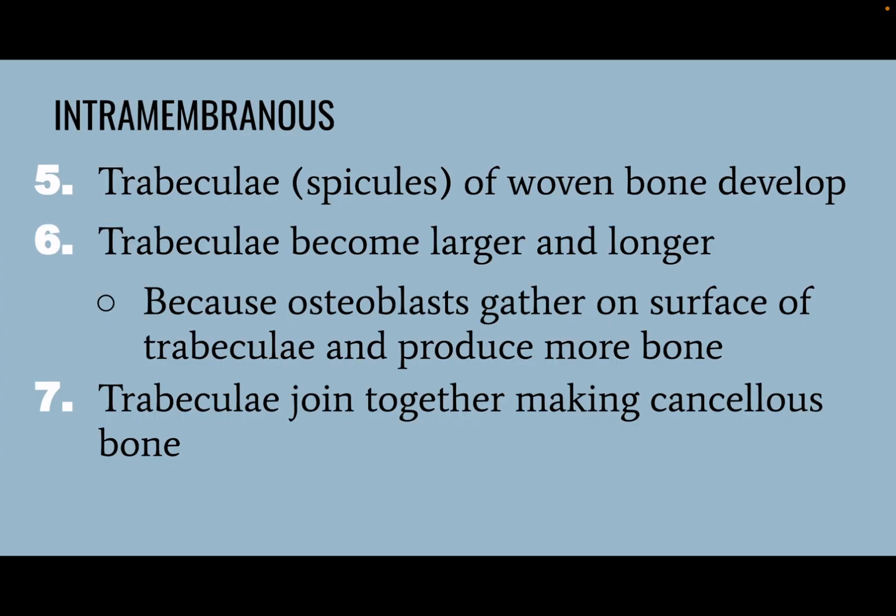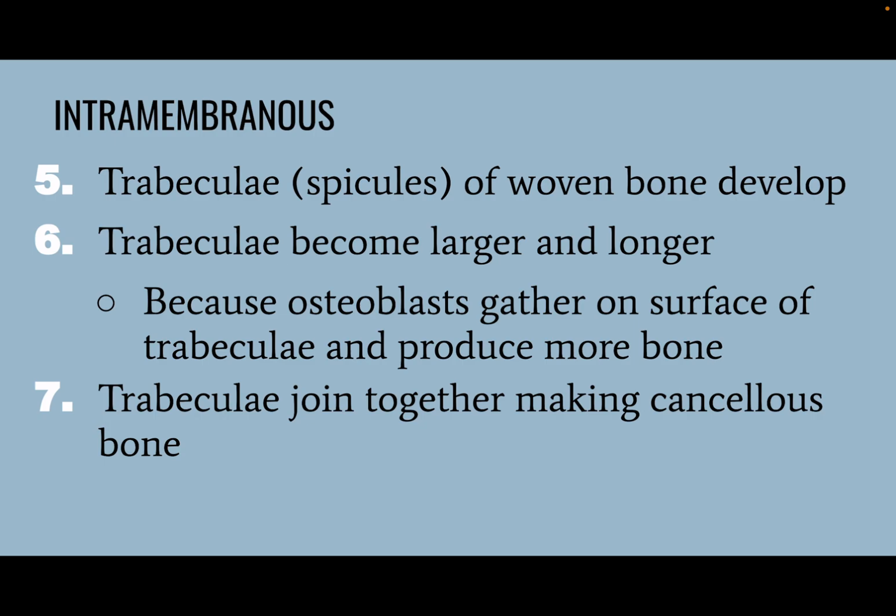Another picture there. Within intramembranous ossification, we start to form trabeculi of woven bone. Remember, every bone begins as woven bone. The trabeculi just grow and grow and grow through more deposition of osteoid, and I get a gathering of more osteoblasts on the surface of the trabeculi, and each of those osteoblasts is producing more and more bone. So therefore, those trabeculi are getting bigger and bigger.